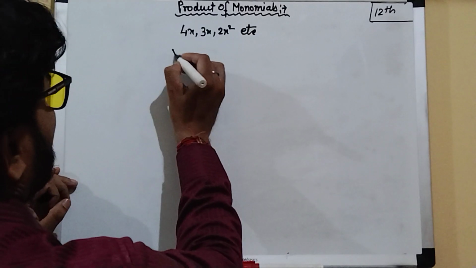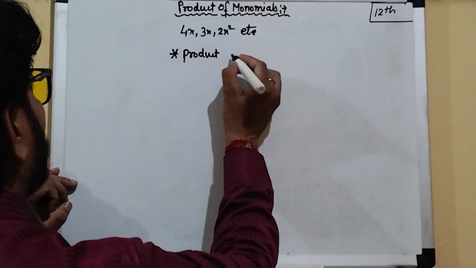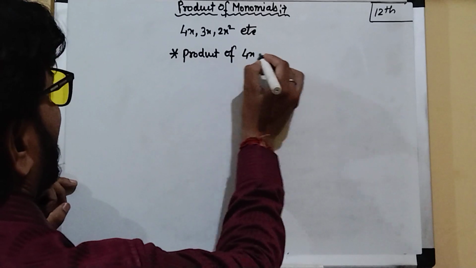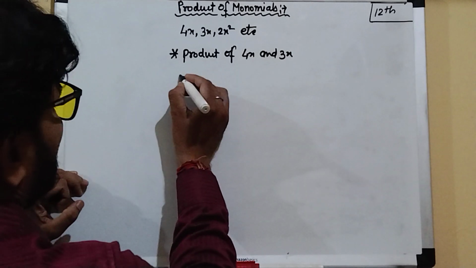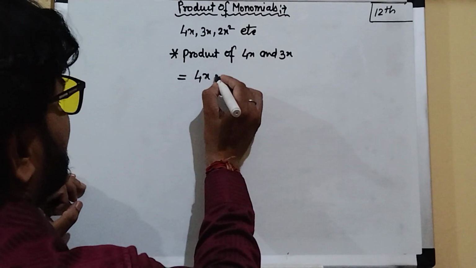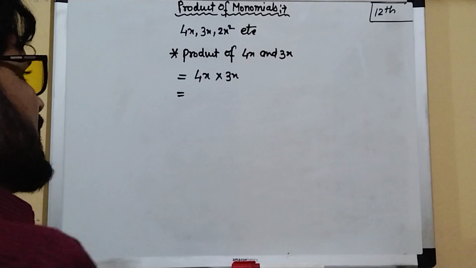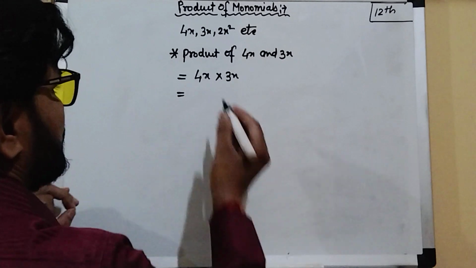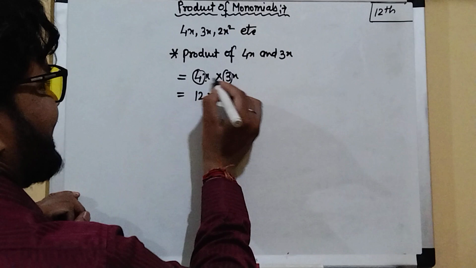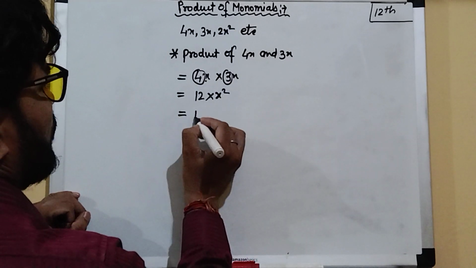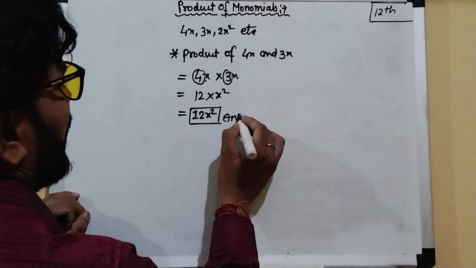Then how can we find the product? Suppose you have a question like find the product of 4x and 3x. Then how can we perform it? How will the solution go? We can write here 4x into 3x. So we find the product of like terms into like terms. That means multiply 4 into 3, we get 12. x into x, we get x square. Then finally we get 12x square, and that will be the answer.